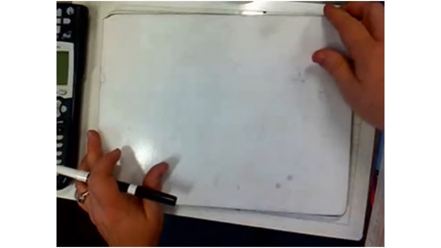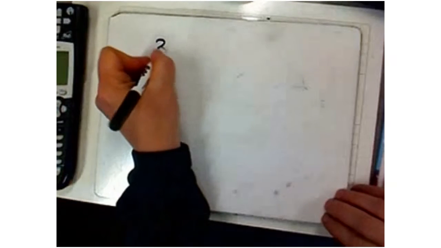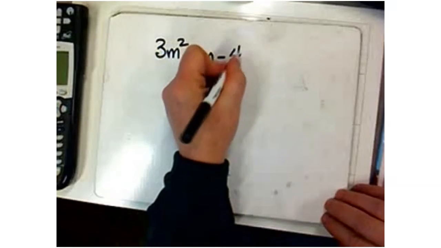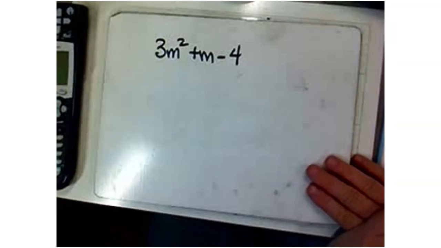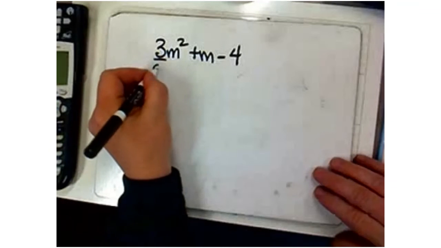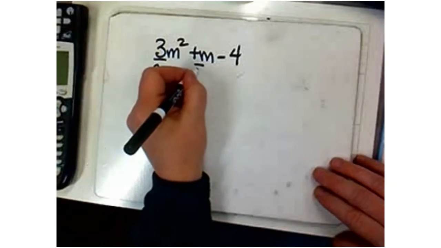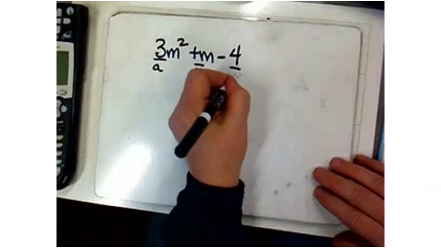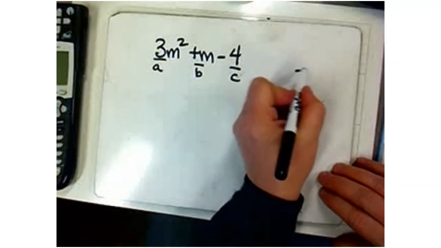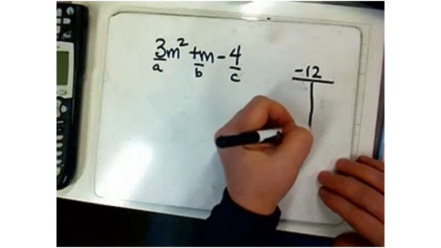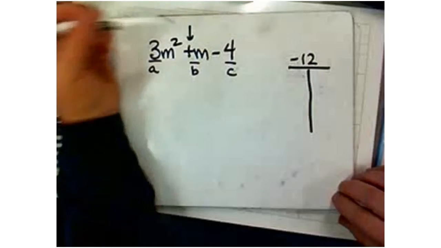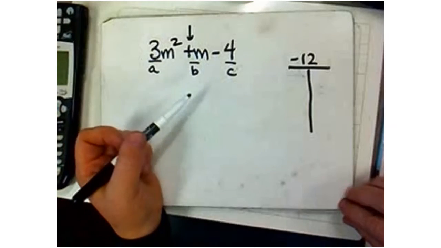The next example, example 2, says to factor 3m squared plus m minus 4. And so they're going to use the AC method on this one. Notice they have our A is 3, our B is 1, and our C is negative 4. So if we multiply the A and the C together, we get negative 12. We have to think of what our factors of negative 12 are that are going to get us our B if we add those factors together.